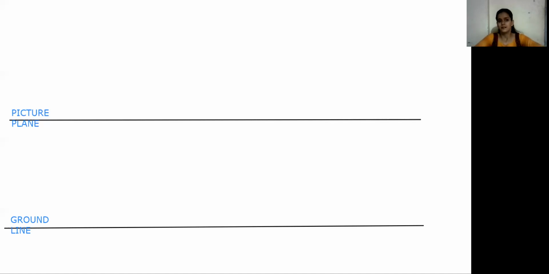Right? So let's start. First of all, consider a point on a picture plane. Suppose I'm considering it here. Now what we have to do, draw the lines from here at the angle of 30 degree and 60 degree. Make sure that you are drawing it with the light pencil and showing the angle.